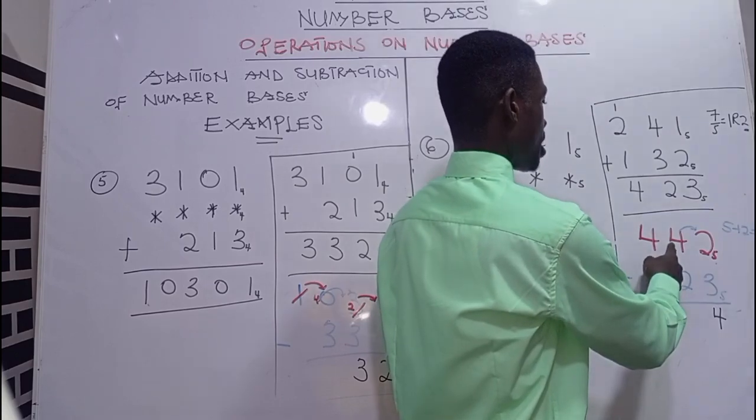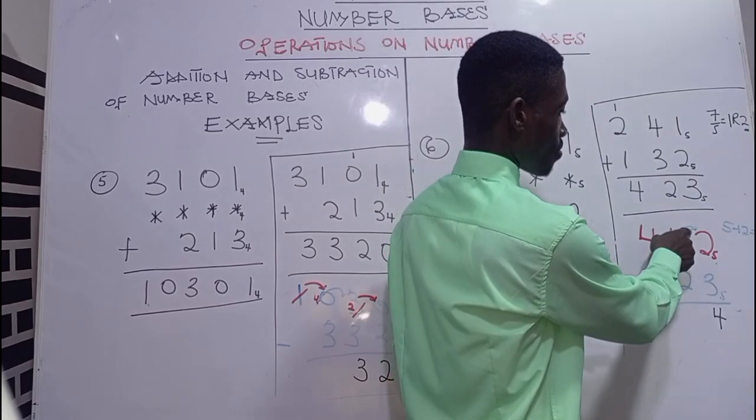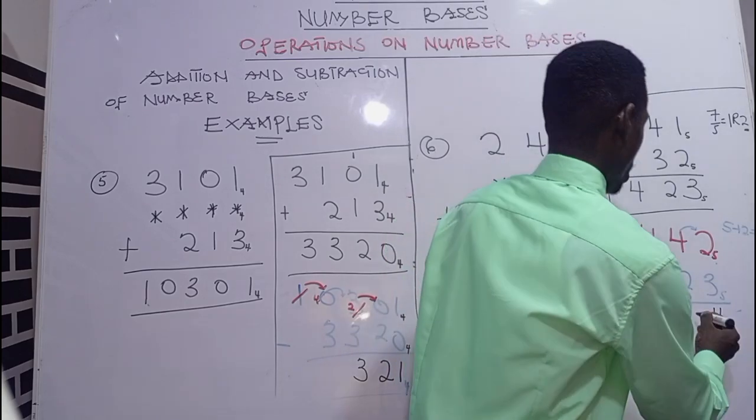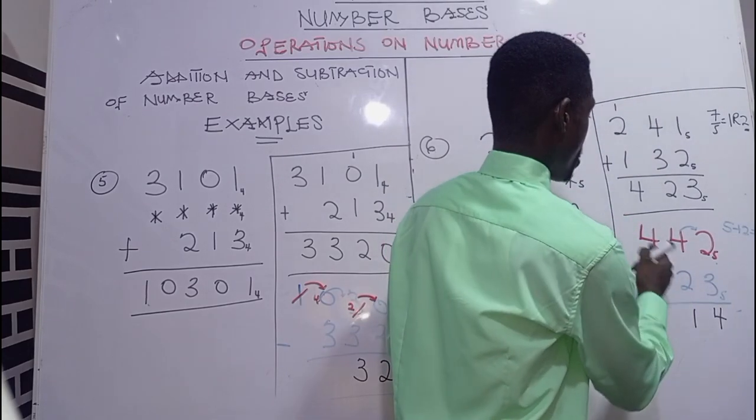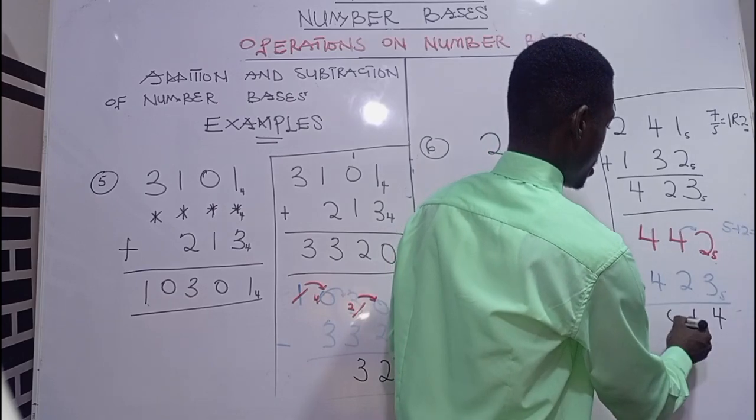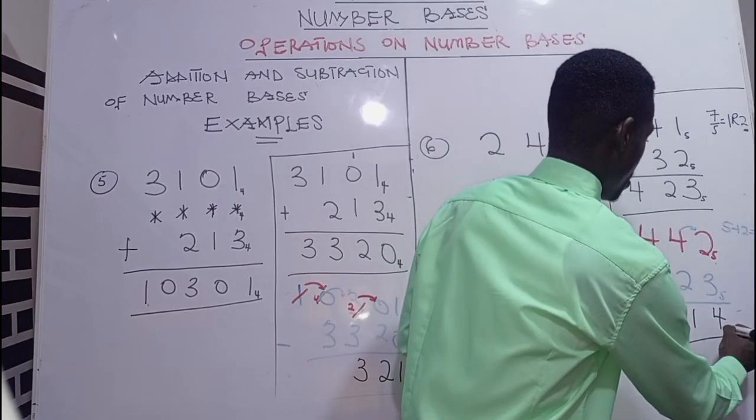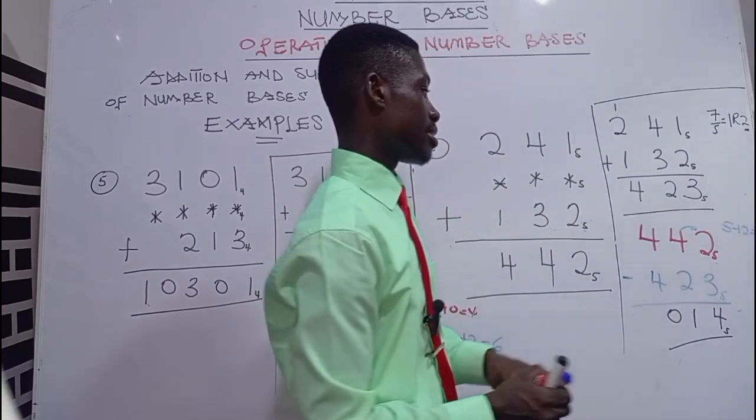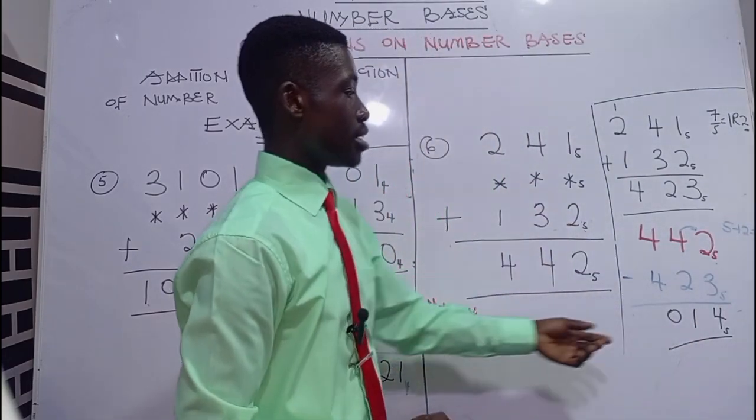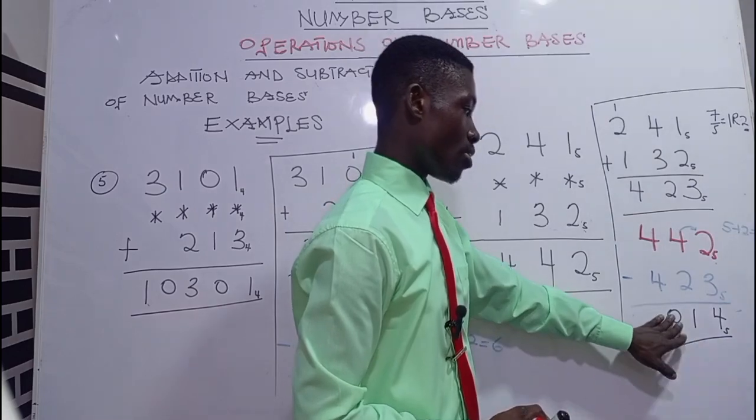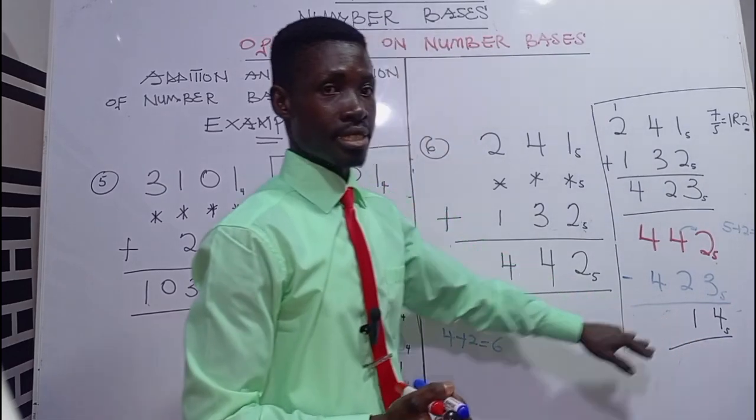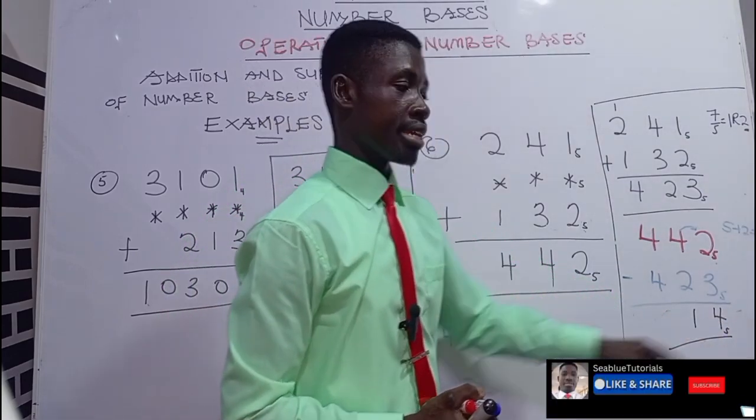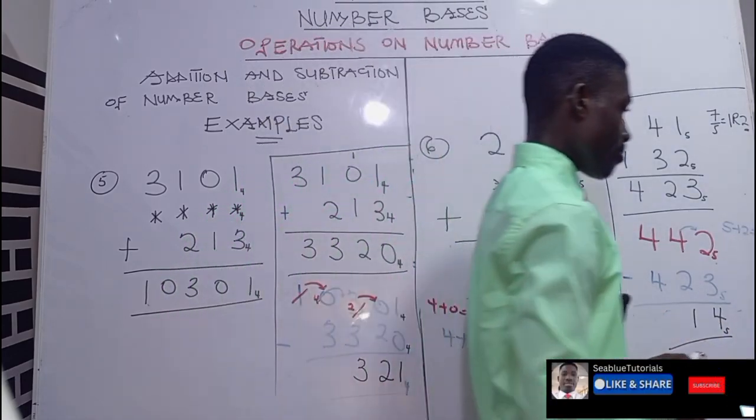Now what are we left with here? We are left with 3 because we borrowed 1 from here. So we have 3 minus 2 will give us 1. 4 minus 4 will give us 0. So we have 14 to the base of 5. That is the value of the missing number. You can decide to write the 0 or clean it. It is insignificant when it is before these numbers. Okay, good.